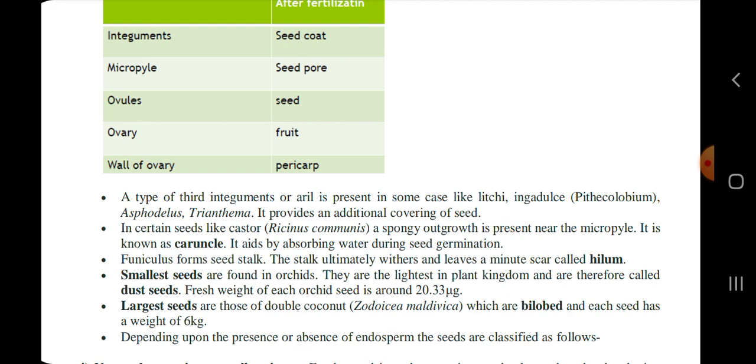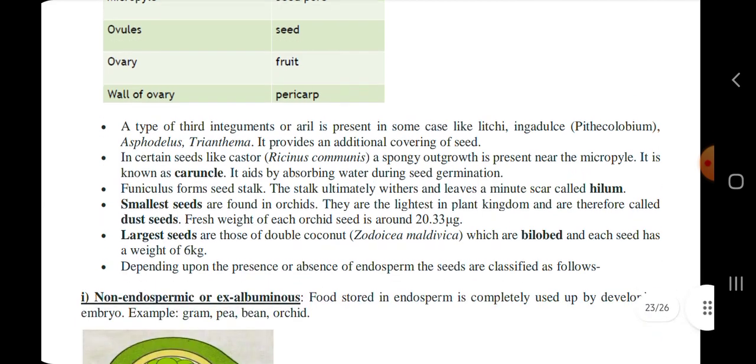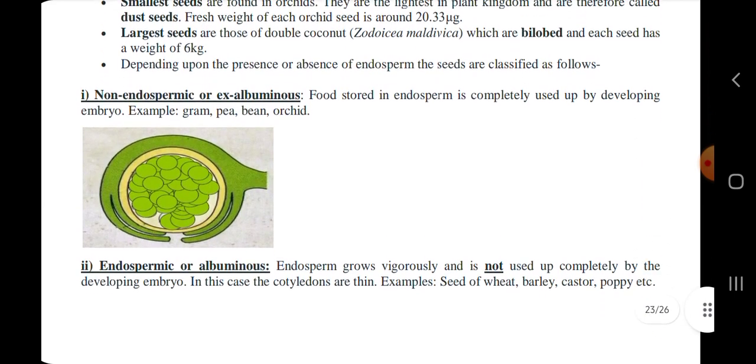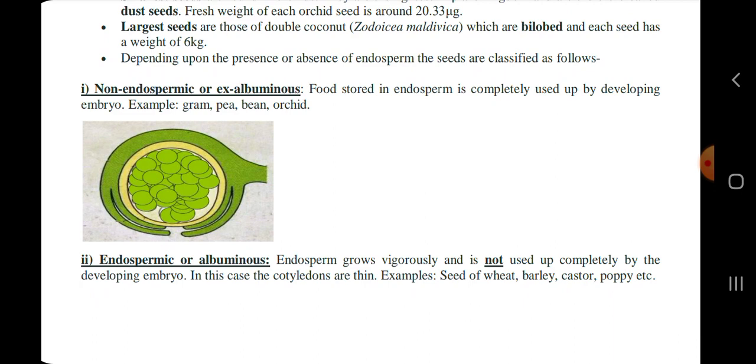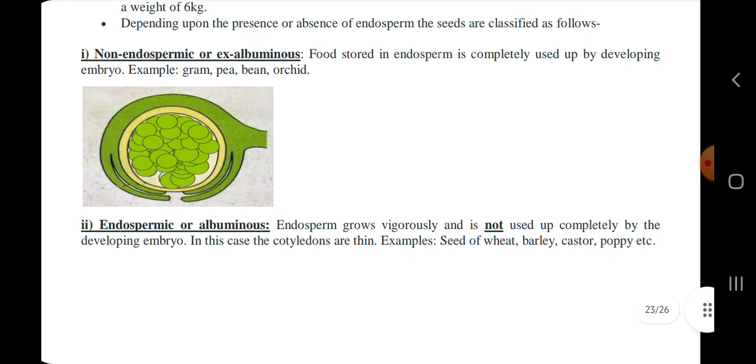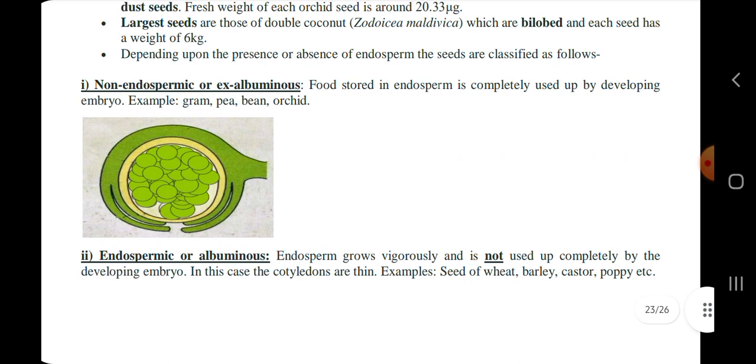Then depending upon the presence or absence of endosperm, the seeds are classified as non-endospermic or exalbuminous, or endospermic or albuminous. In non-endospermic or exalbuminous seeds, food stored in endosperm is completely used up before the developing embryo. Example, gram, pea or bean, orchids. And in endospermic or albuminous seeds, endosperm grows vigorously and is not used by the developing embryo.